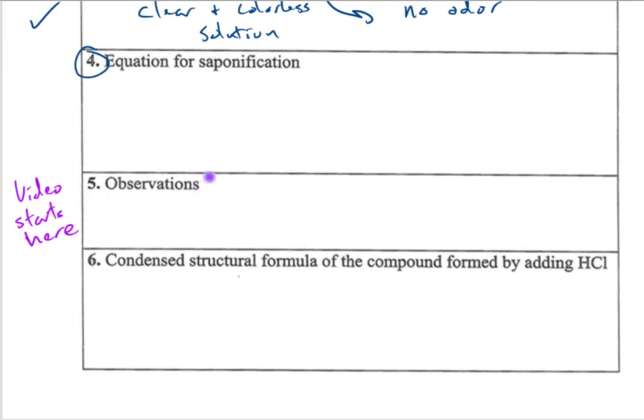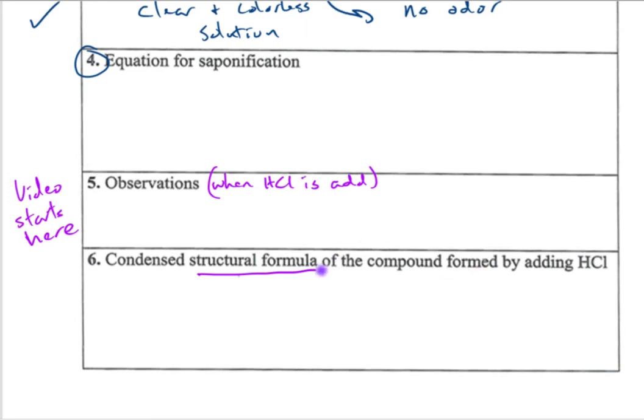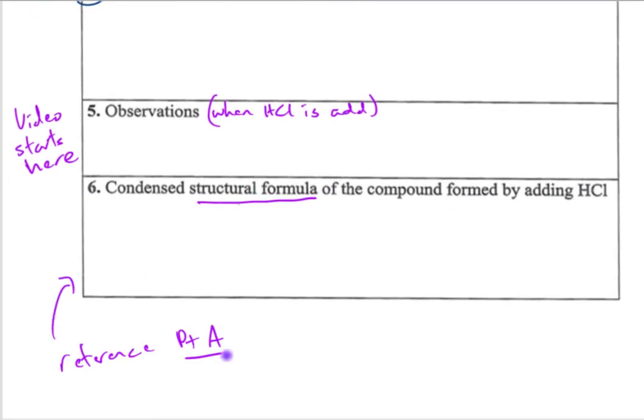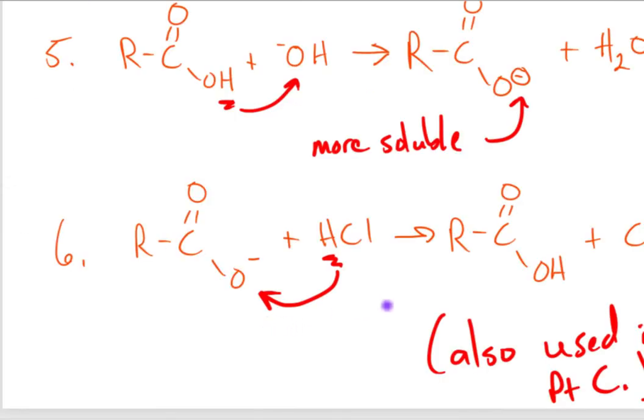Now, this observation is when HCl is added, so you can record the changes. And then based on that change, you should have some idea of what the condensed structural formula is for the compound that's formed when HCl is added back to the sample. And I just want to give you a quick heads up. Go back and take a look at part A, number 6. This is what's happening. Carboxylate salt, there's HCl being added, and then that reforms.